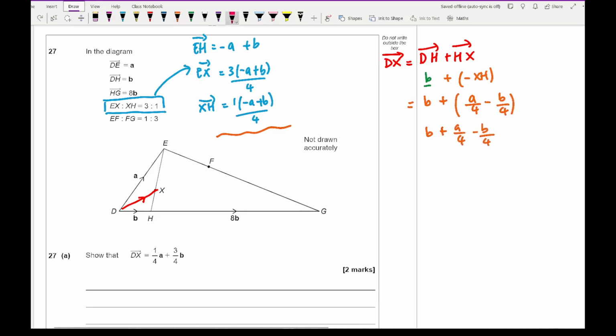Now what I could do is convert this into a fraction just to make it easier, but I could simply type it into my calculator. That should be a 4 then, or b. And if I simplify all of that, then what do I end up with? Well, I'm going to end up with a over 4 plus 3b over 4, which can be rewritten as a quarter a plus 3/4 of b, which is what they were wanting me to plot to find.